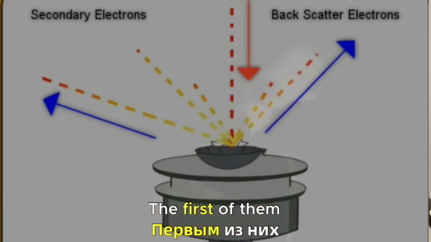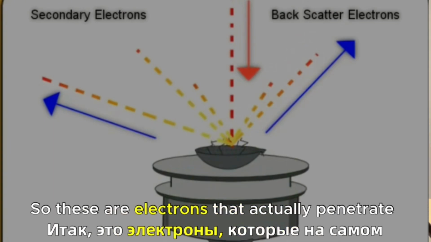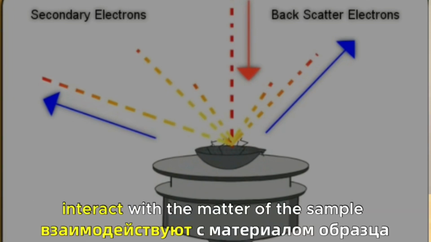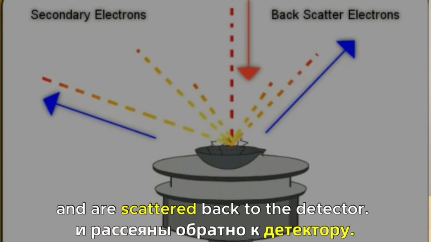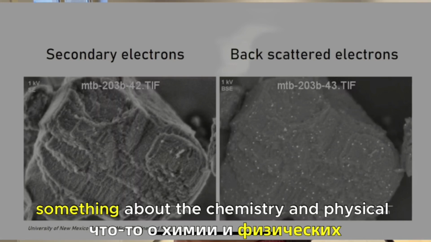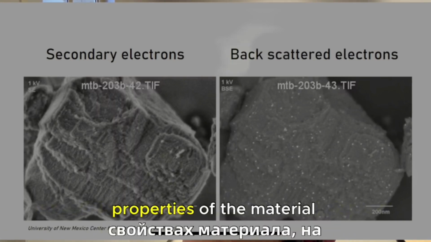The first of them is the backscattered electrons. These are electrons that actually penetrate the surface of the sample, interact with the matter of the sample, and are scattered back to the detector. Those tell us something about the chemistry and physical properties of the material that we're looking at.